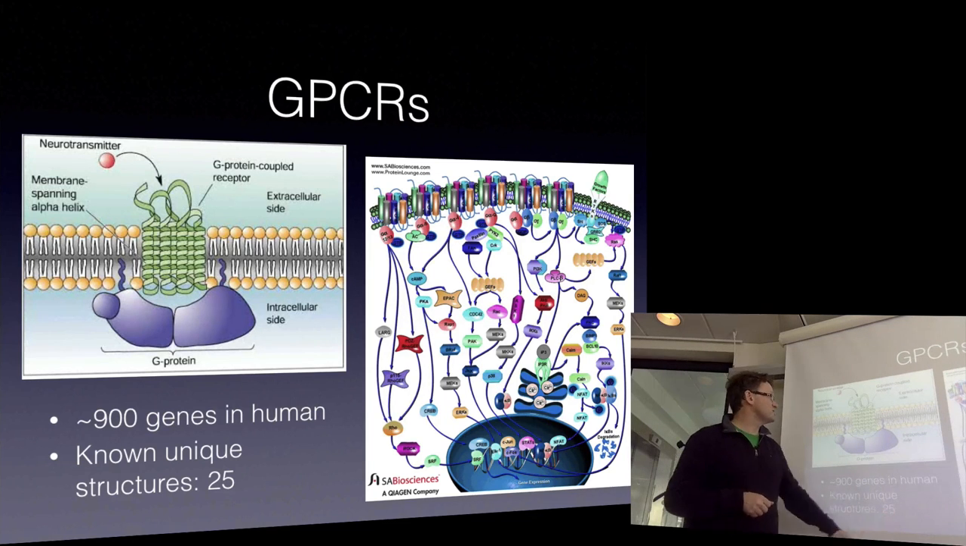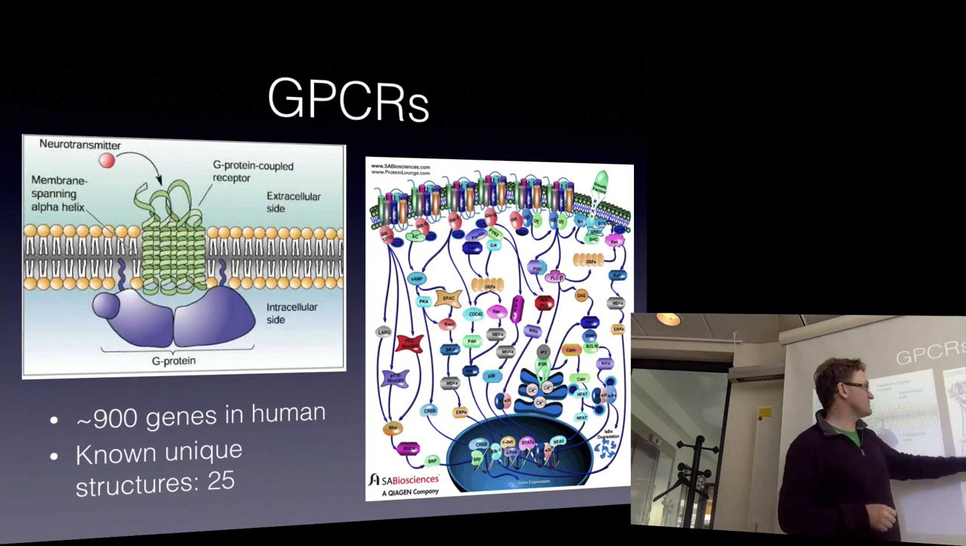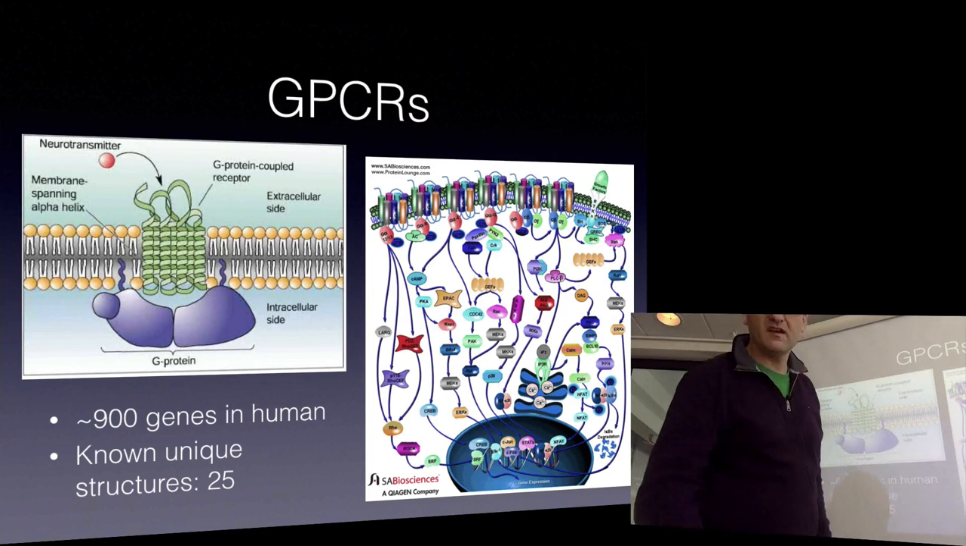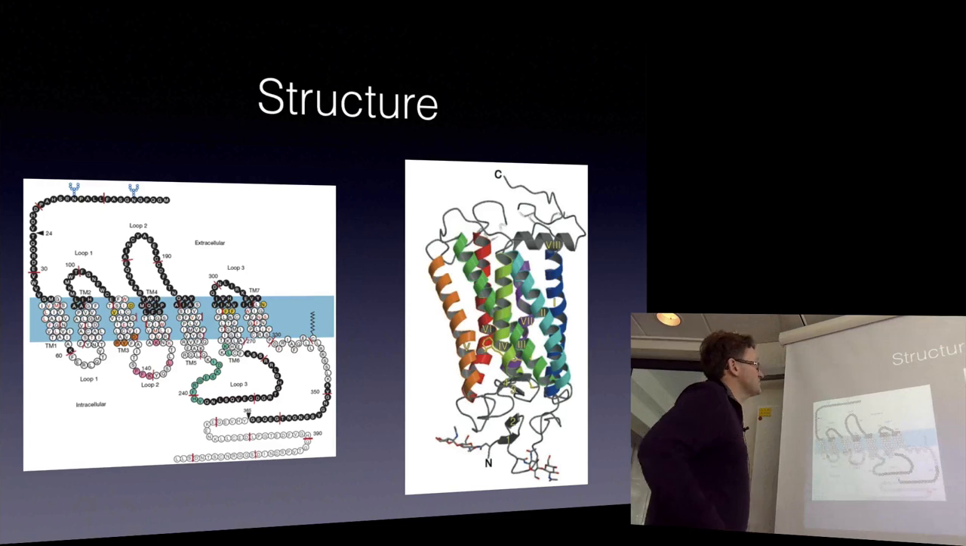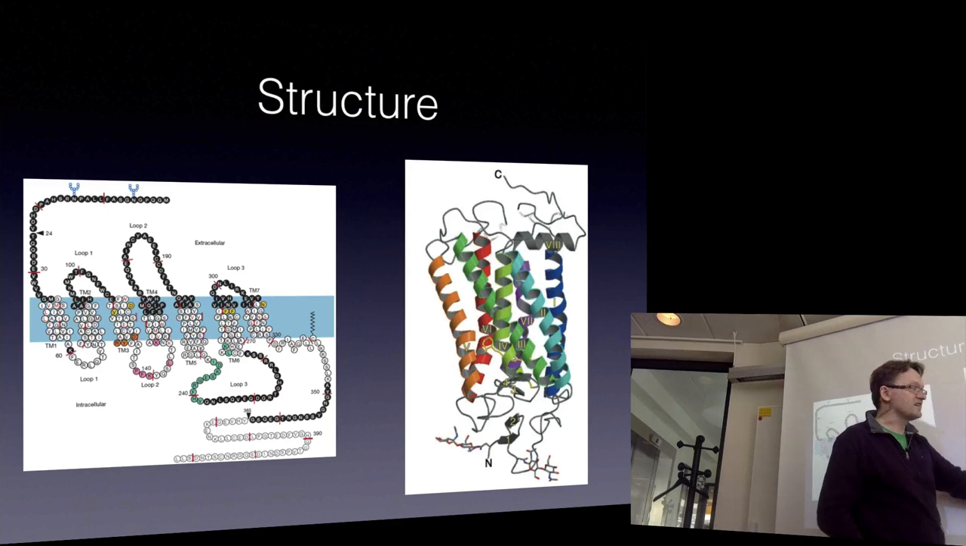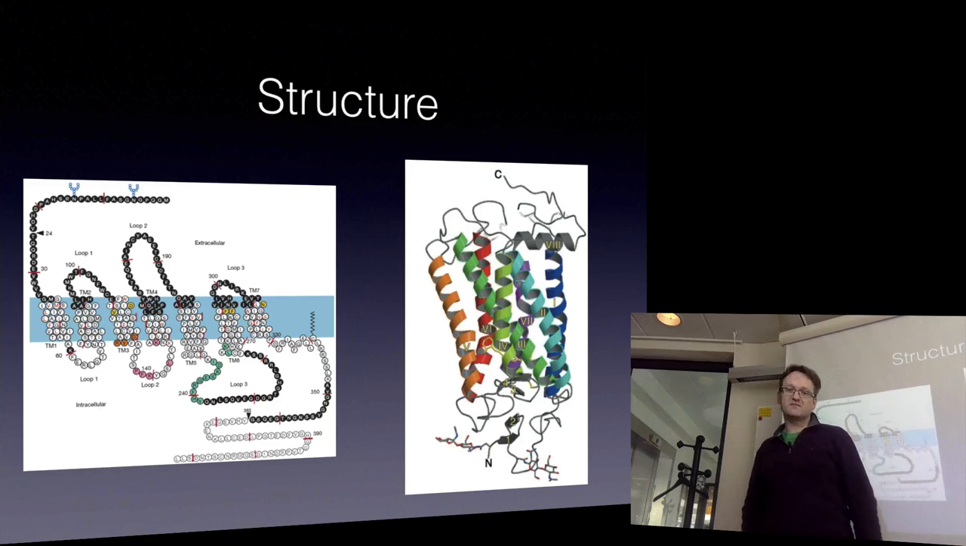This number is about a year or two old, so it's probably 30 years. This has grown tremendously. And the reason why they're important is that they're involved in all these fun signaling pathways and everything. It's a myriad of things. What happens is that you have something binding on the outside. Magic happens, some of these helices move a bit, and this results in a signal here on the inside that something is released.